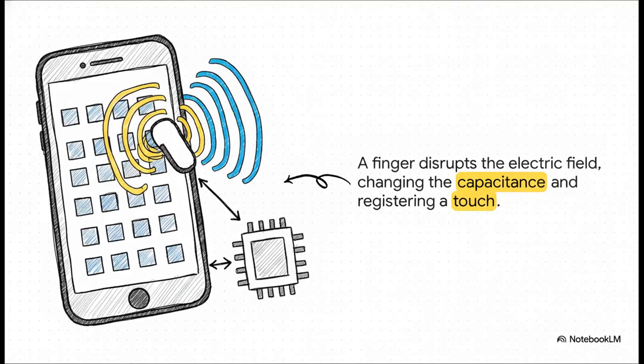So your phone's screen has this grid of electrodes, and they create a stable electrostatic field. Your finger, because it's conductive, messes up that field when it gets close. The system detects that change in capacitance at a very specific point on the grid, and bam, it registers it as a touch. It's so simple, so elegant, and it just works incredibly well.